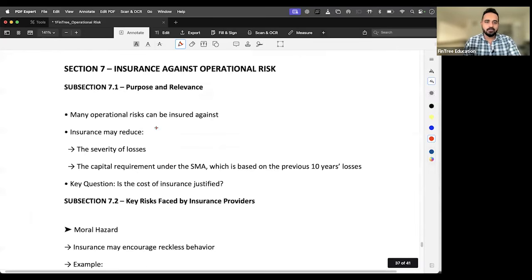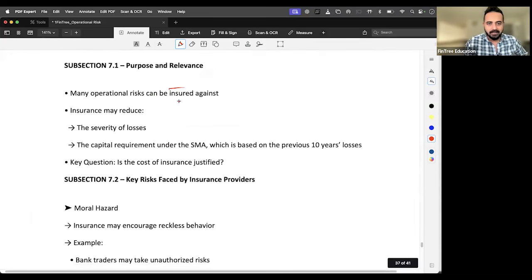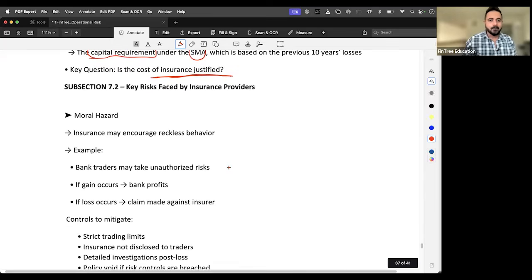Can I buy insurance? Sure. Most of the ops risk can be insured against. Insurance will help you reduce severity of losses. It will also help you on the capital front under the SMA method. So remember, if you buy insurance, to some extent your capital requirement goes down. But does it mean I should buy all the insurance that's available? Not necessarily. A cost benefit analysis needs to be done.